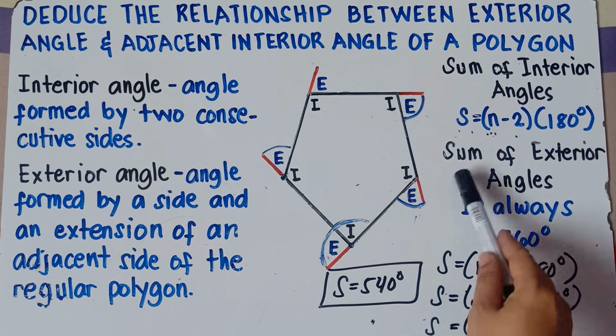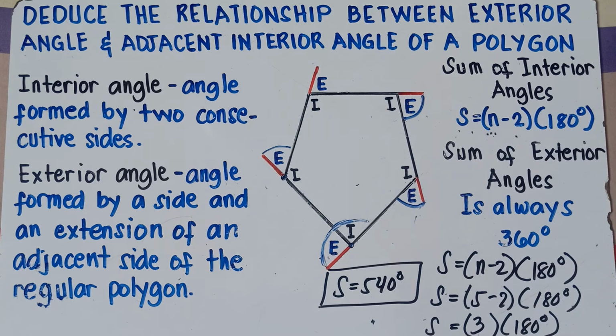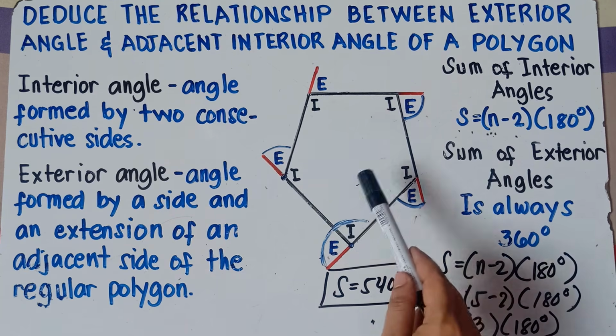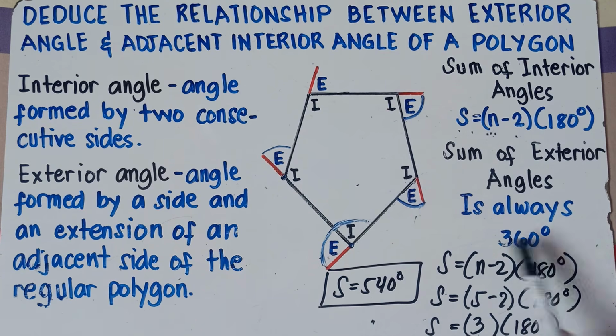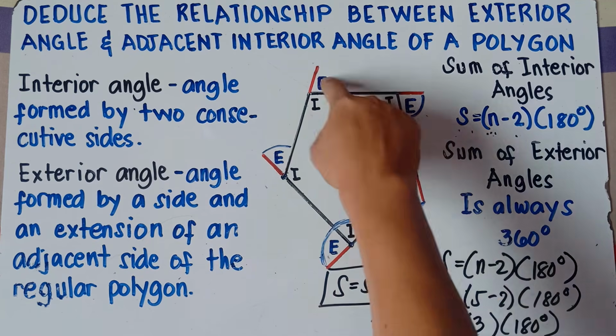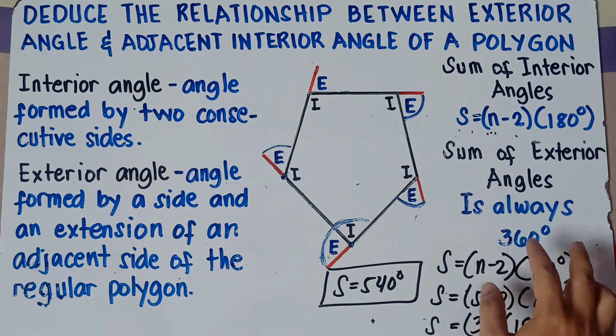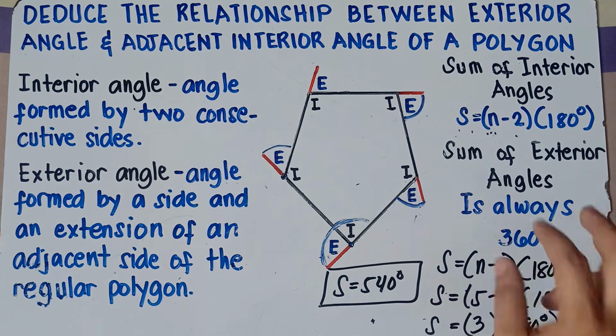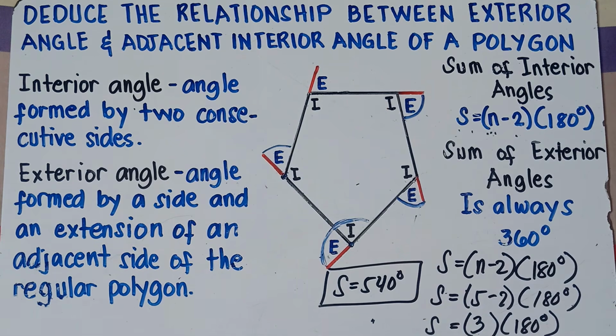Now, how about the sum of exterior angles? For the sum of exterior angles, class, it's always 360 degrees. Always remember that one. The sum of exterior angles of any kind of polygon is always 360 degrees. So if you add these 5 exterior angles, the sum is always 360 degrees. And we will try that later on with our examples.